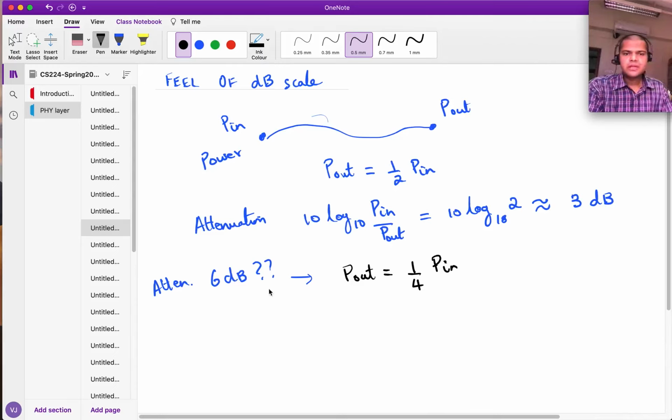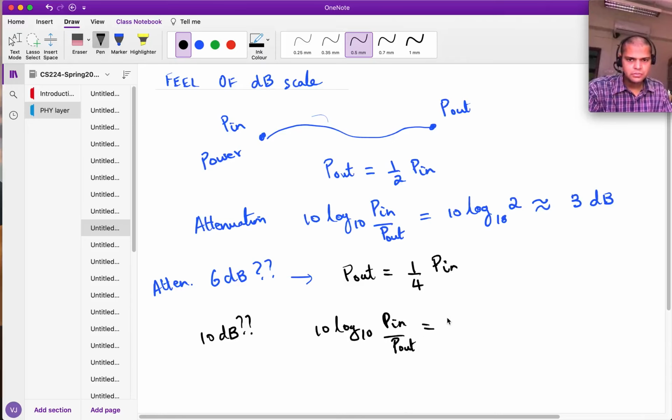Okay. Right, and you might want to know what is 9 dB? Well, you have another 3 dB drop in the power. So that would be 1 over 8. What about 10 dB? So what does this mean? So that means 10 log to the base 10 P in by P out is equal to 10. Right? So this is the attenuation, and so we get this. So what does this mean? So P in is equal to 10 times P out.